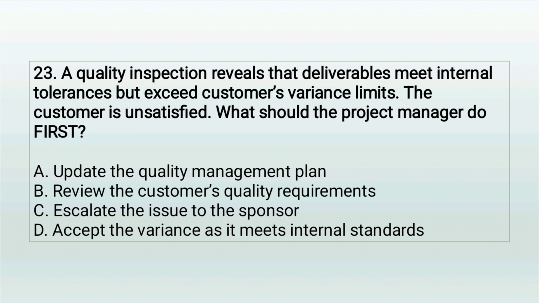23. A quality inspection reveals that deliverables meet internal tolerances but exceed customers' variance limits. The customer is unsatisfied. What should the project manager do first? A. Update the quality management plan. B. Review the customer's quality requirements. C. Escalate the issue to the sponsor. D. Accept the variance as it meets internal standards.